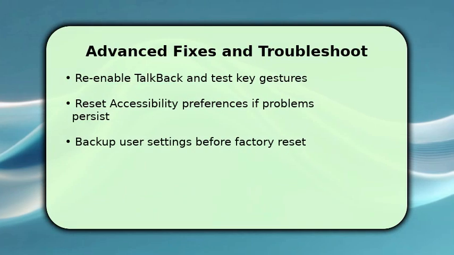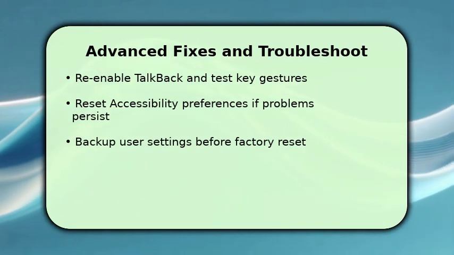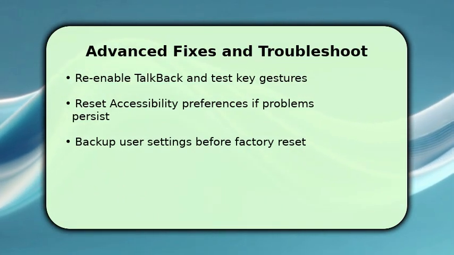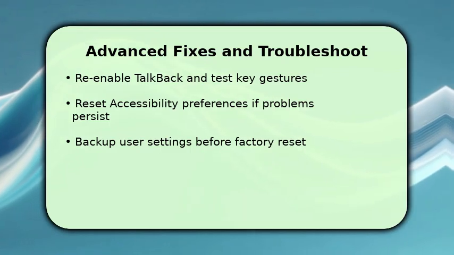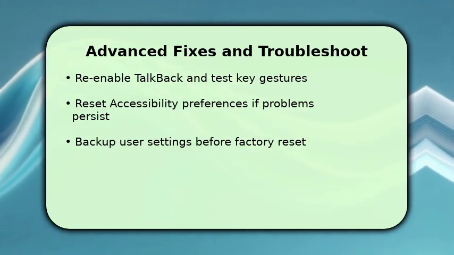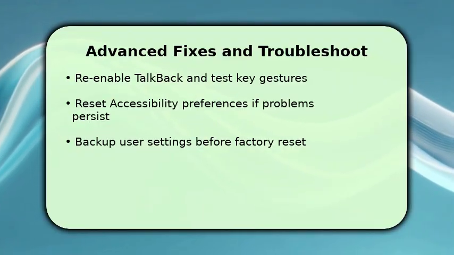Swipe right, swipe left, two-finger scroll to confirm responsiveness. If issues persist, reset accessibility preferences to restore default bindings, which often resolves remapped or broken gestures.